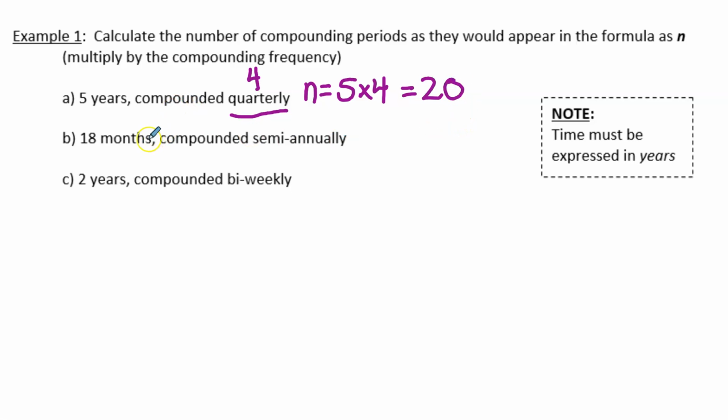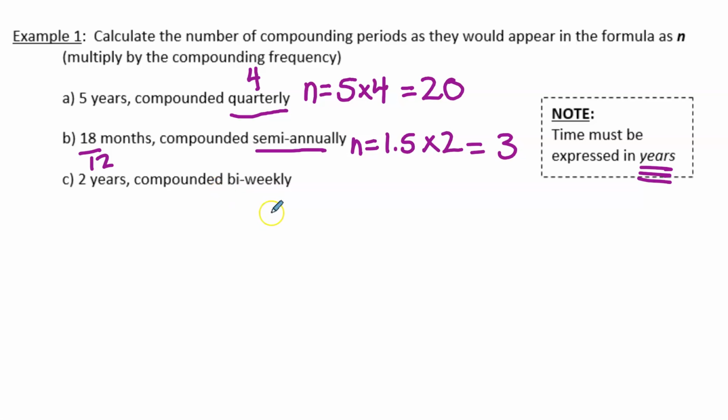Okay. The next one, 18 months. So this is not in years. So you made a note, time has to be expressed in years. So first we've got to change that. How many months are there in a year? 12. Okay, so 18 divided by 12 is 1.5. So that's our time in years. And we're going to multiply that by the compounding frequency. Semi-annually means twice a year. So we have 1.5 times 2, so our N is 3.